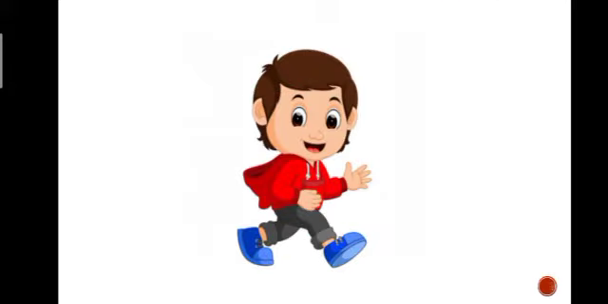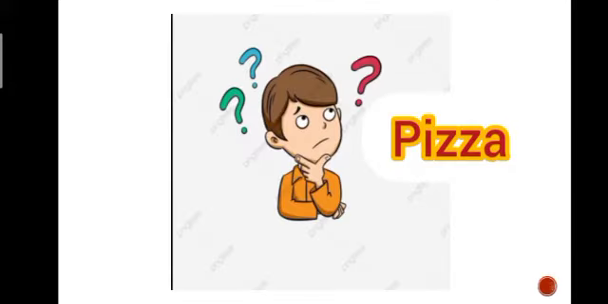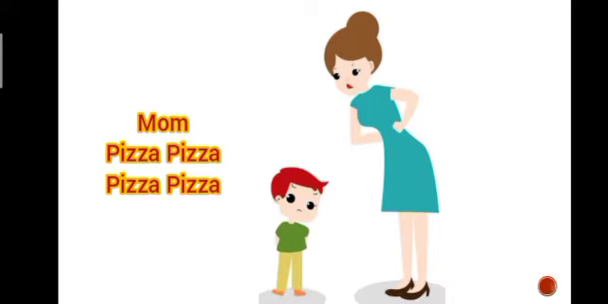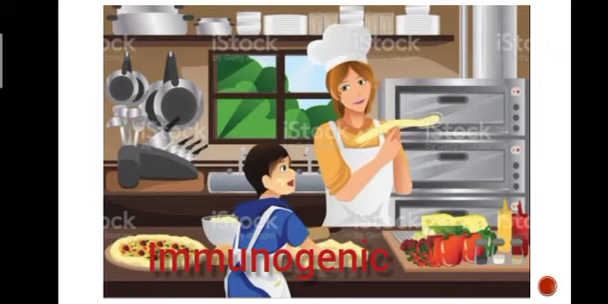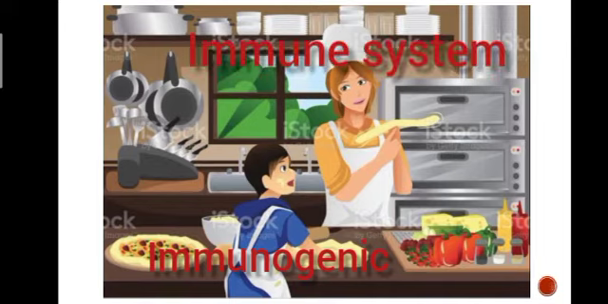Suppose you are a boy and you want to eat pizza. You convince mom to make pizza and she makes it for you. So here you are immunogenic because you are inducing mom to make pizza. Mom here is the immune system who gives you the final product, that is pizza.